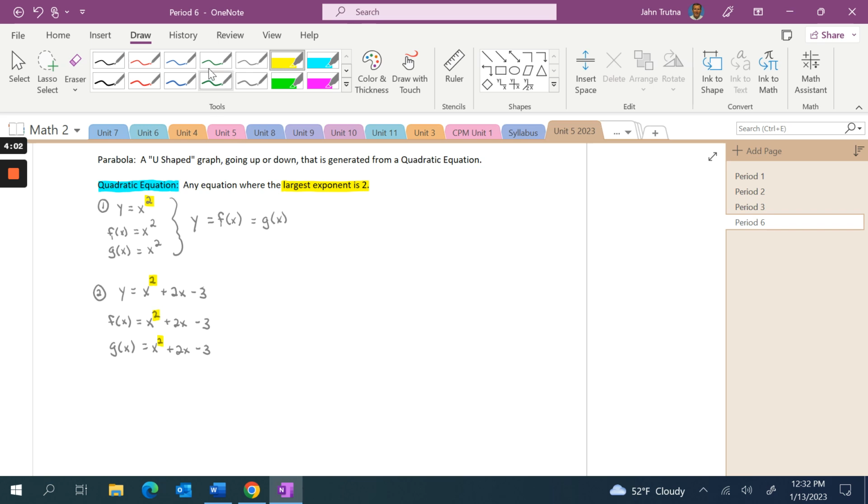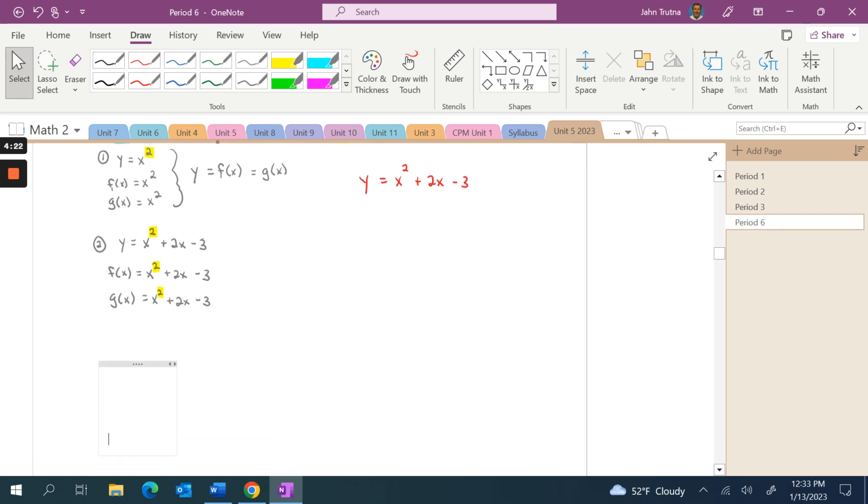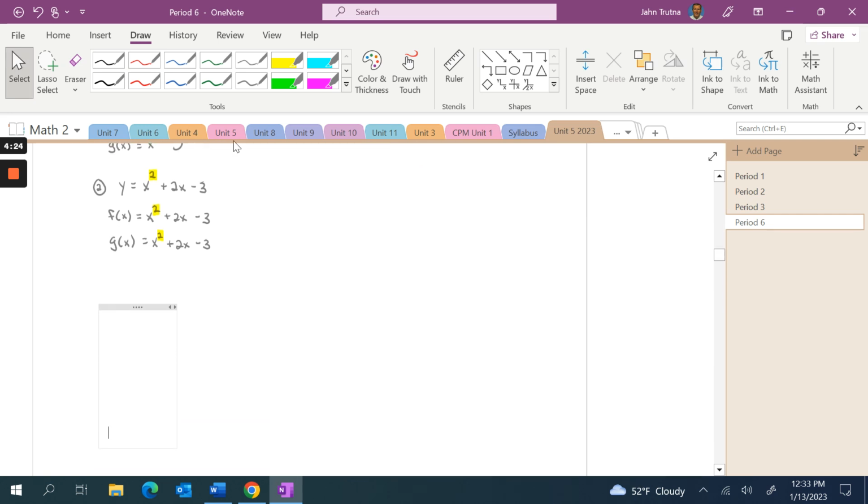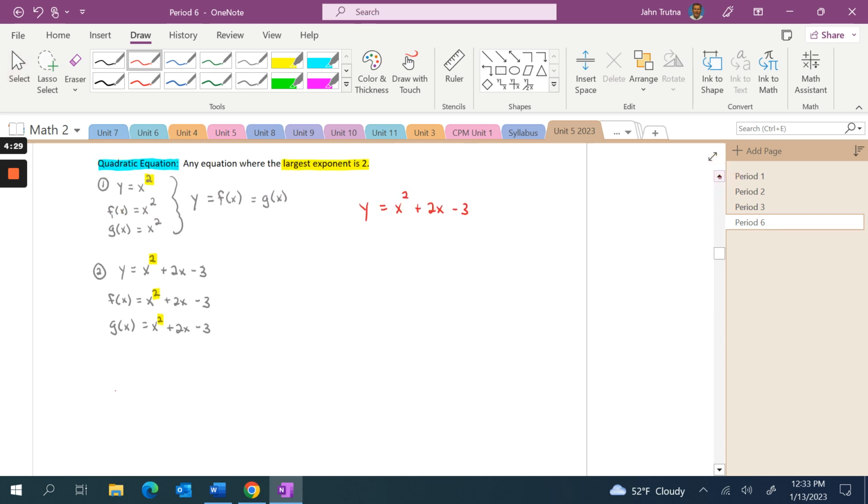Okay, and it's this equation, y equals x squared plus 2x minus 3, that we're going to focus on today. And what we're going to learn how to do today is we're going to learn how to make a table from this equation, and then how to put that table into a graph, okay? So, strap on to your seats here, hold on to your pencils, let's go.